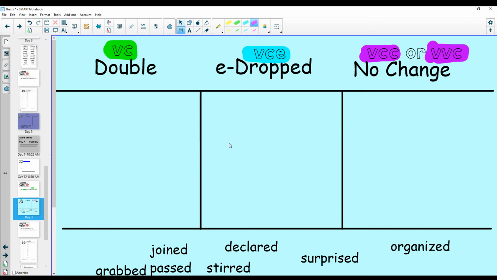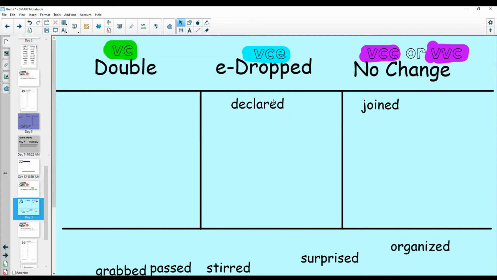Let's look at some of our words. We have the word joined. Let's take off the ED and look, I see 2 vowels. That means no change. 2 vowels go walking. The first one does the talking. All right, let's look at this word, declared. Take off the ED. The A is long right here, so I know that's a drop E.